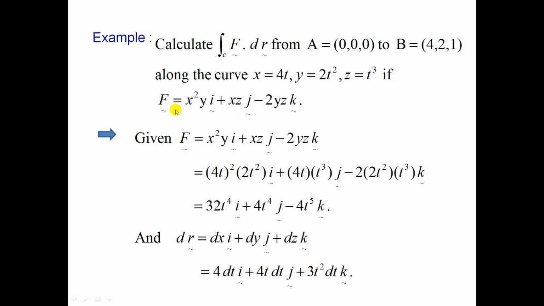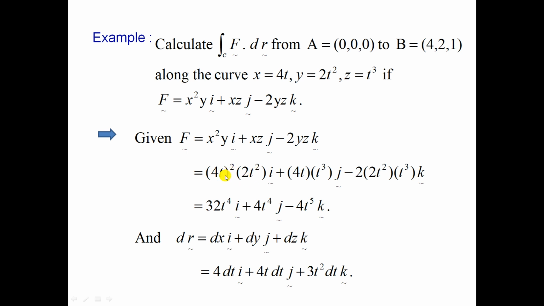So here they have given the force function, and the x, y, z curve is defined with only one variable t. First write the given force: F = x²y i + xz j − 2yz k. Put in the x, y, z values: x is 4t, y is 2t², z is t³. On simplifying, we get 4² is 16, 16 into 2 is 32, and t² into t².